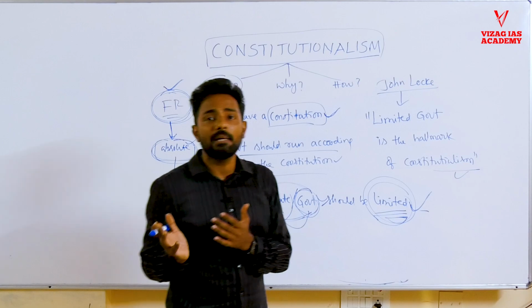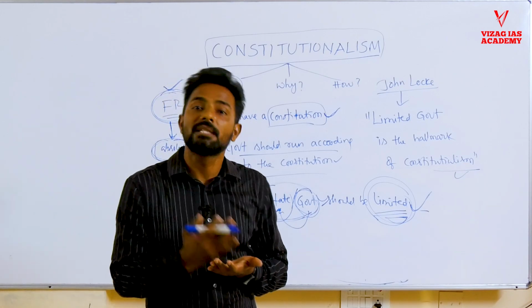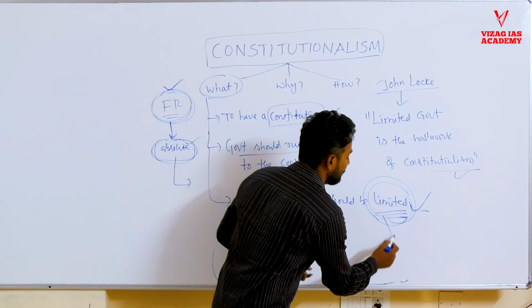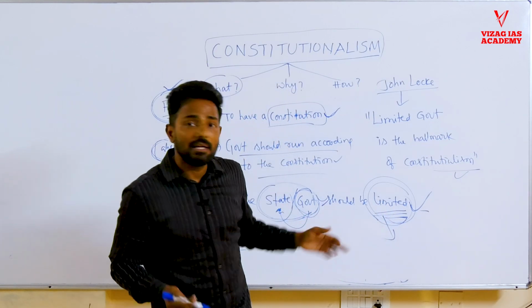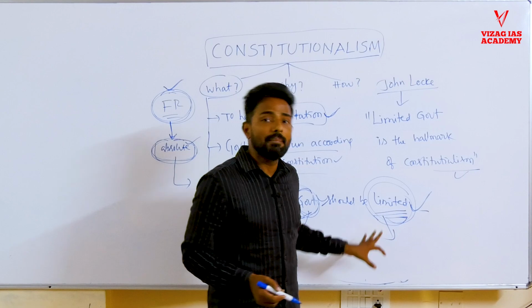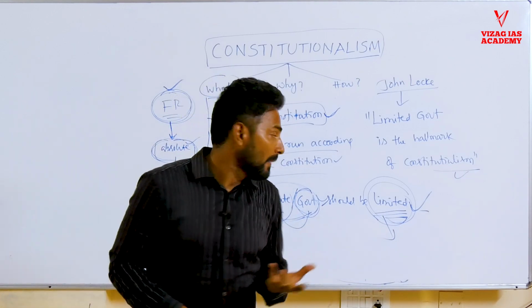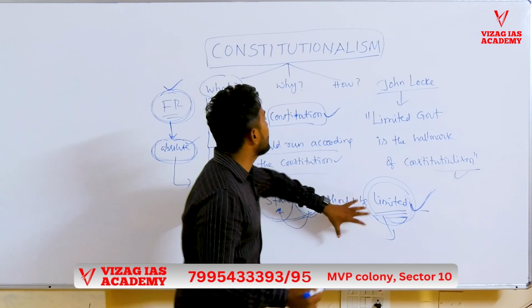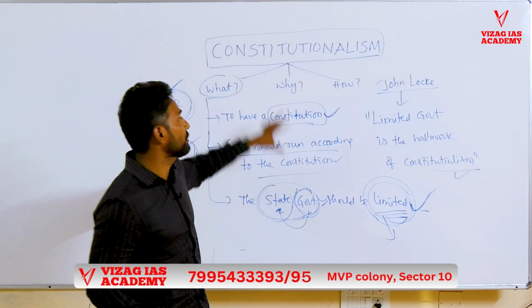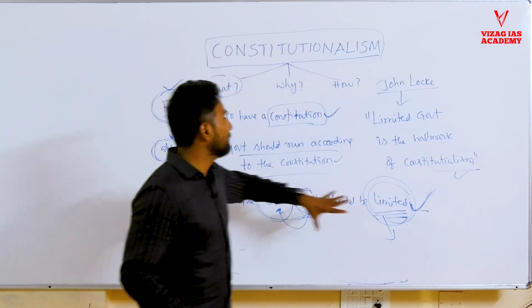Because if the state has unlimited powers, who is in danger? Citizens. Their fundamental rights must be compromised, because if the state acts in an arbitrary manner, the fundamental rights of the citizens will be compromised and they will suffocate. So therefore the state should have only limited powers. That concept is called constitutionalism. Constitutionalism means the state should have limited powers.